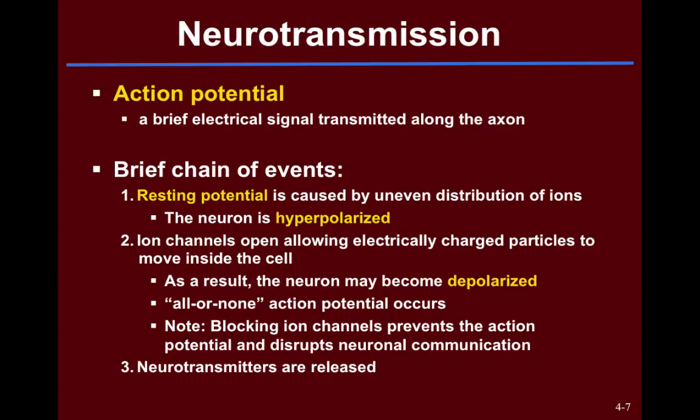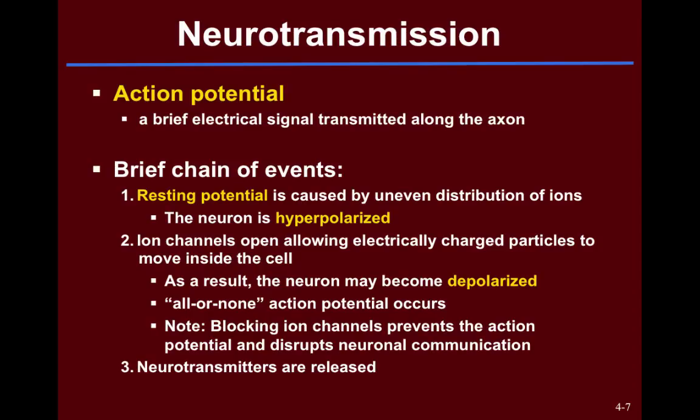So neurotransmission, this is the process where information gets passed from one neuron to the next. This is one aspect of nervous system function that is really important to understand the effects of drugs on the body. So we're going to talk about an event called an action potential. The best way to describe this is as an electrical signal that gets transmitted across the axon.